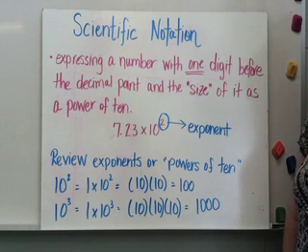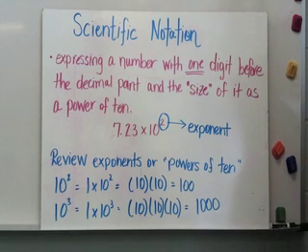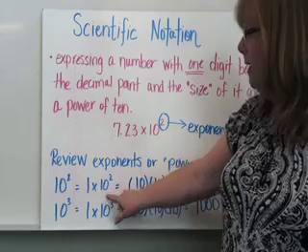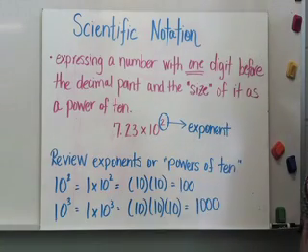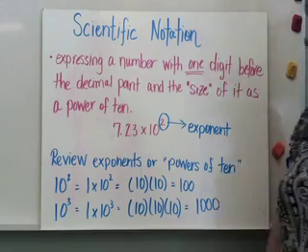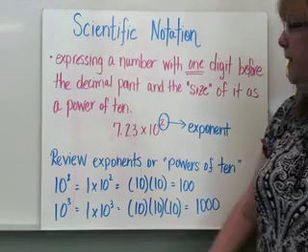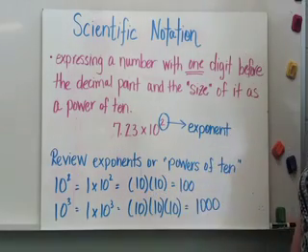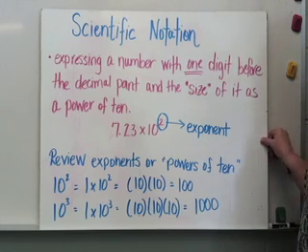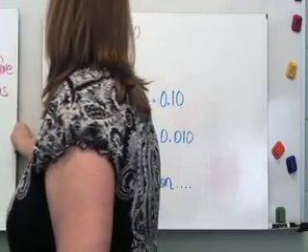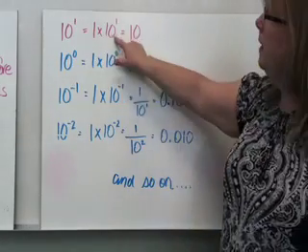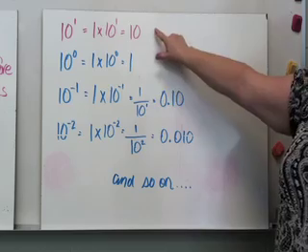Let's review our exponents. Some people call them powers of 10. If we have 10 to the second, it's the same as saying 1 times 10 to the second. That's the same thing as 10 times 10, which is 100. If we have 10 to the third, it's the same as 1 times 10 to the third, or 10 times 10 times 10, which is 1,000. Let's keep going. 10 to the first is like 1 times 10 to the first, which is just 10.